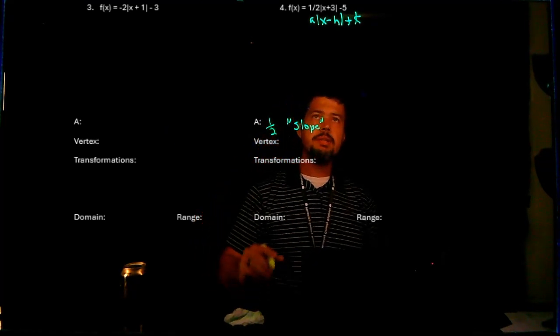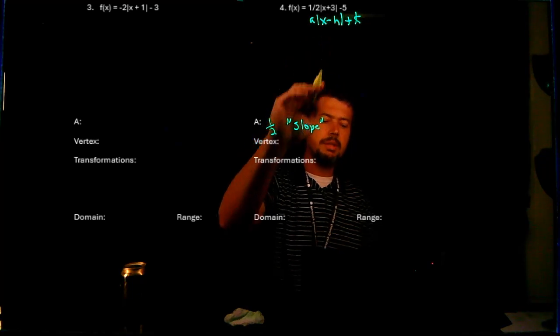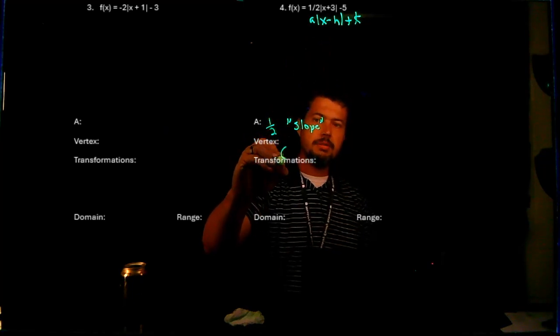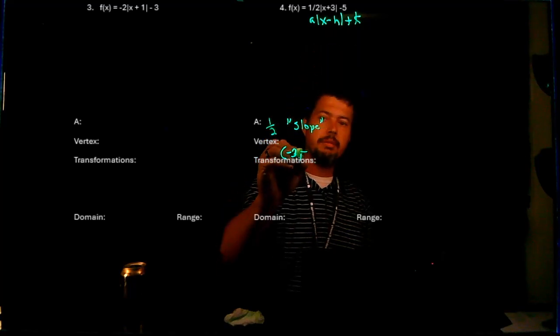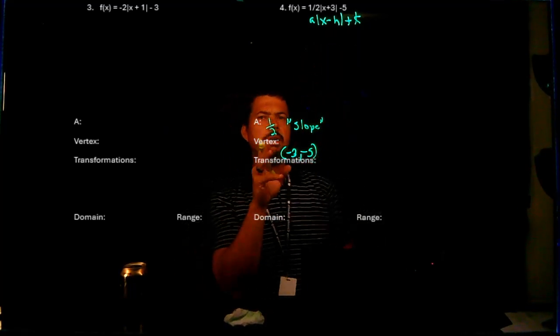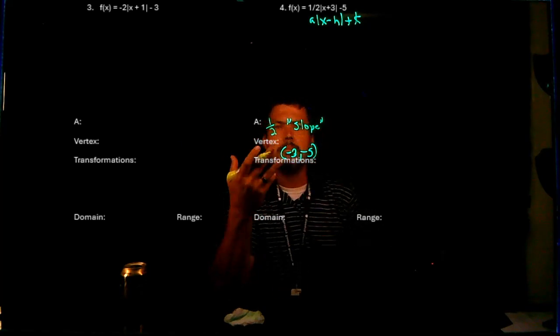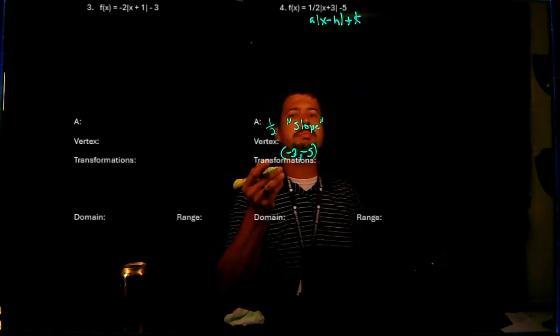The vertex here, when we leave these absolute value bars, we're going to change the sign. The vertex is going to be at -3. We're going to trust the next one, -5. So your vertex is at -3, -5. Now, it might make sense for a kid to graph it before they talk about what the transformations are. So we'll go ahead and do that first.